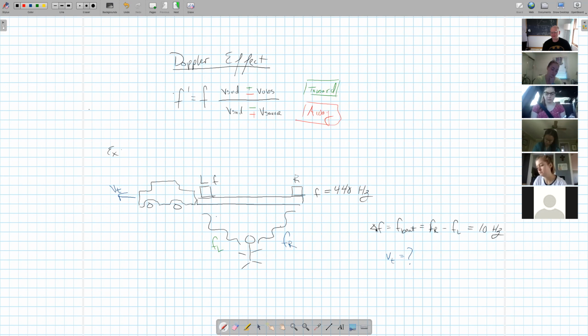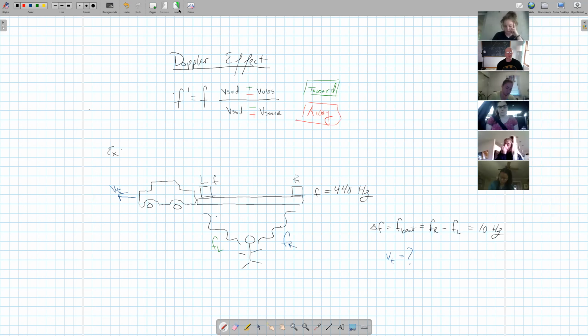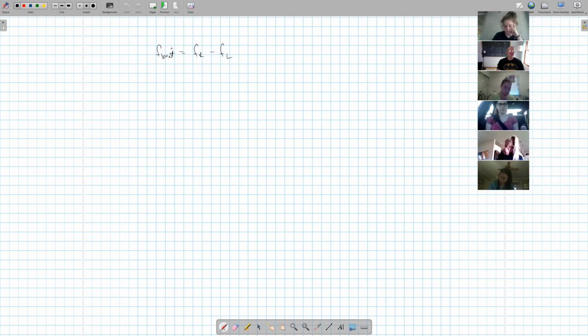So here we're told that the difference between the right frequency and the left frequency, which is the beat frequency, is 10 hertz. And we want to know from this, how fast is the truck moving to the left? So this is what we want to know. So let's work on this. So here, again, we know we have a beat frequency, and that's equal to the frequency from the right minus the frequency from the left.